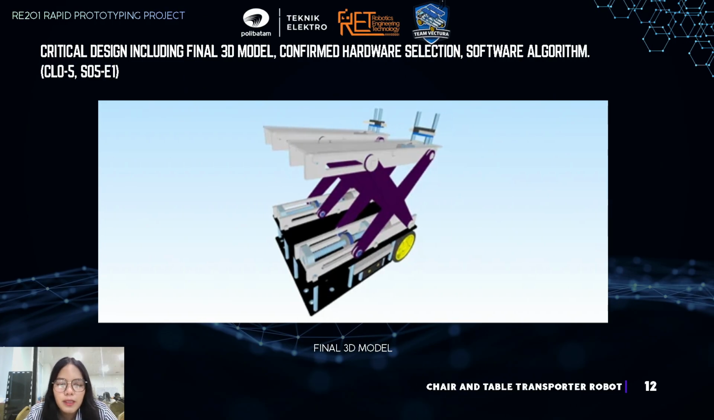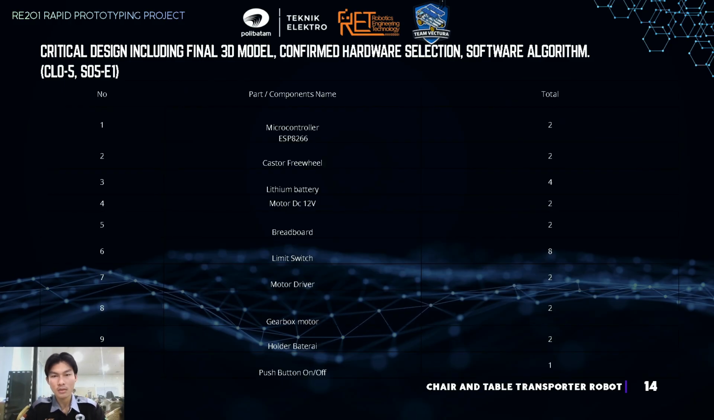After refining the system design, now I would like to show our final 3D design, confirmed hardware selection, and algorithm. This is the final design of our chair and table transporter robot. This is the confirmed hardware selection in the robot.